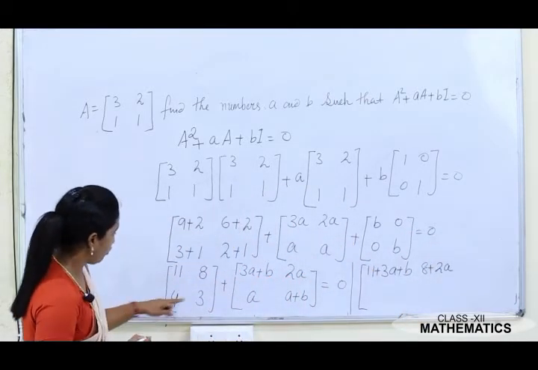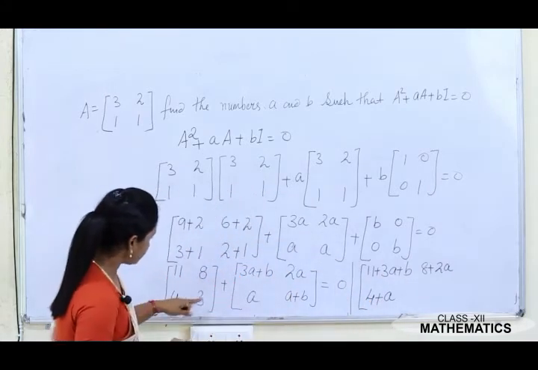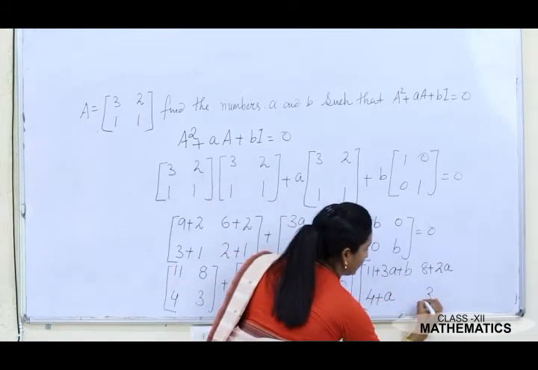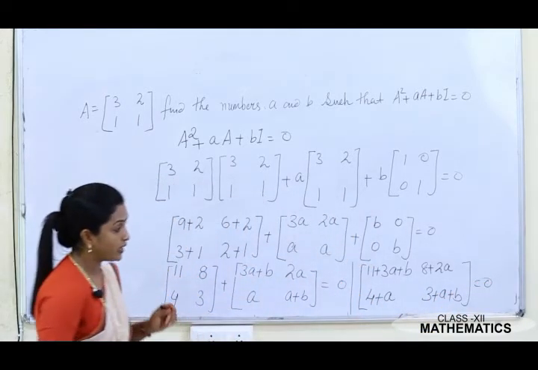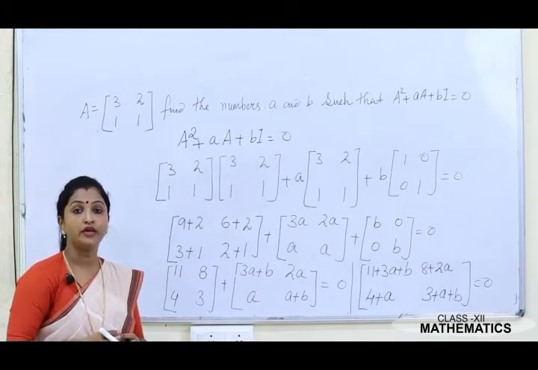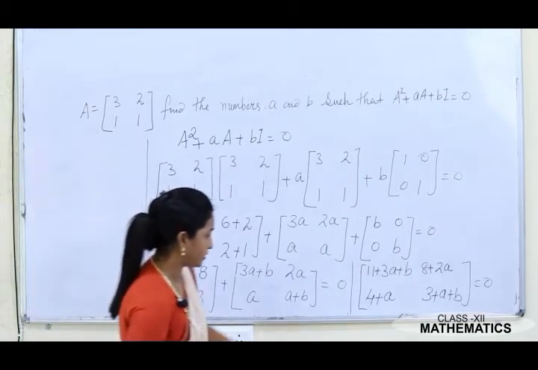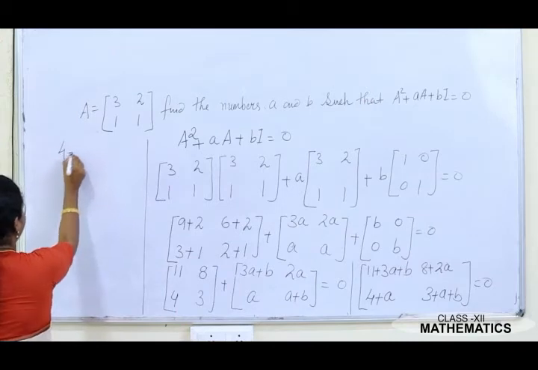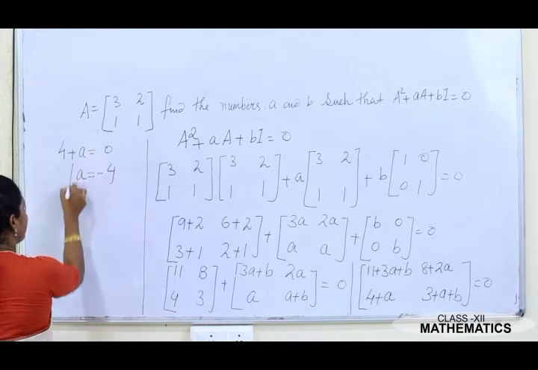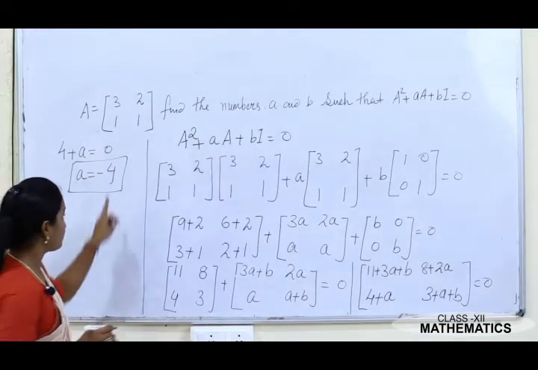And next will be your 4 plus a, okay, 4 plus a, and the last is 3 plus a plus b, okay, 3 plus a plus b, and this is equal to 0. Now you have to equate the equation and get the value of a and b. Now how to equate the equation? I'll go for a simple equation. I think better to take 4 plus a is equal to 0, okay. So it is 4 plus a is equal to 0, and we got the value of a as minus 4. Clear? The value of a is minus 4.